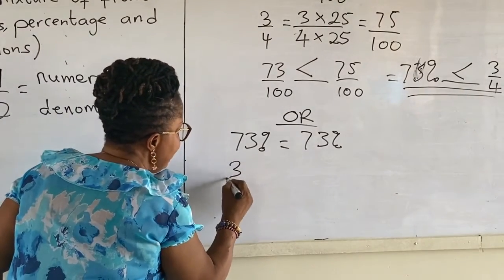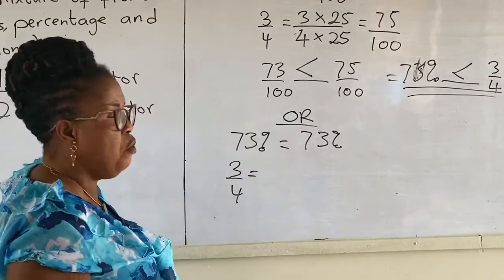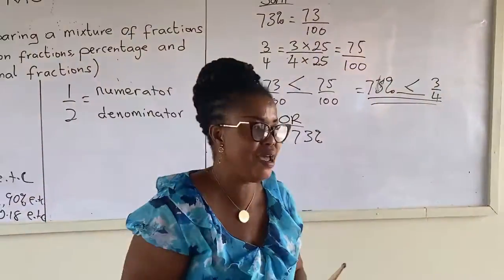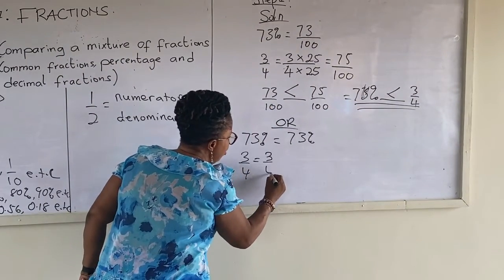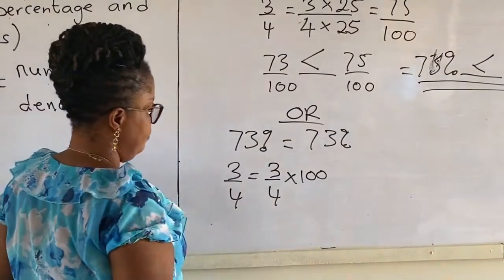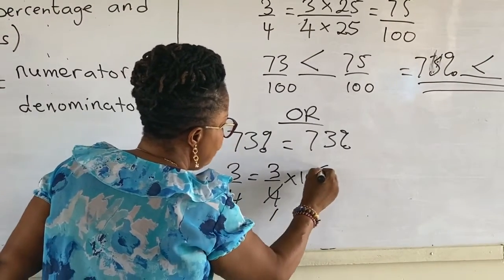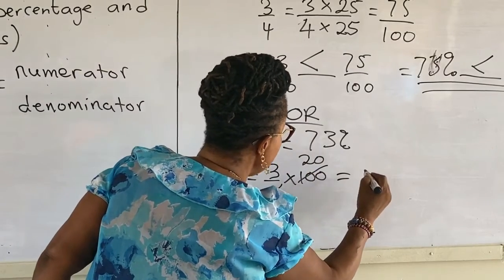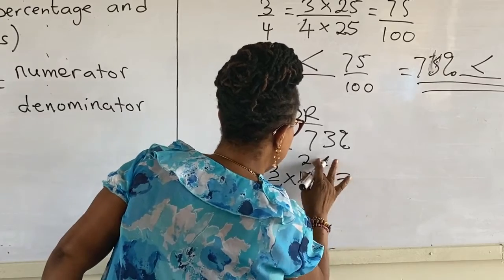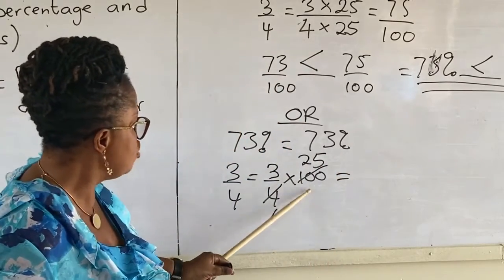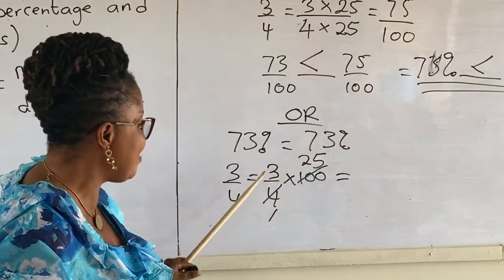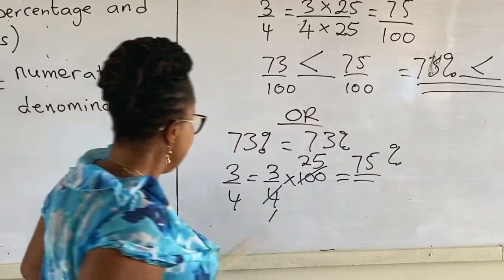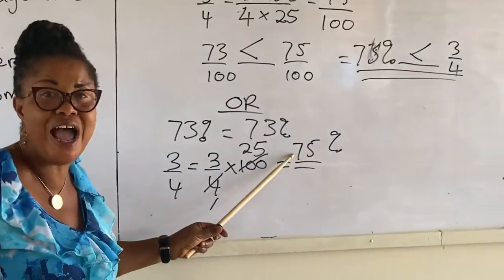Now let's change. 3/4 is equal to, we know every time we talk about percentage, we talk about 100. So we are going to multiply 3/4 times 100. 4 will go into 100, 25 times. So 25 times 3 is 75. So now we have converted 3 over 4 to 75%.